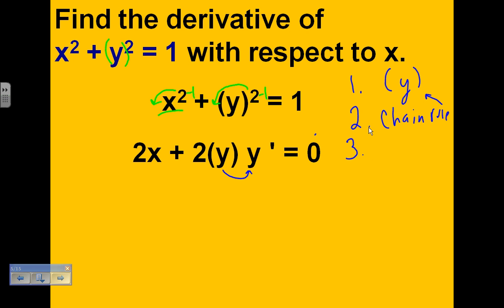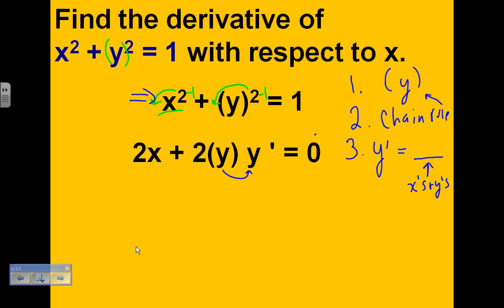The third thing is to answer the question. You have to get y prime by itself equaling something. And in your answer, you can have x's and y's in your answer. Why can you have x's and y's? Well, because the problem isn't explicitly defined. So you can implicitly define the derivative. That's what you're doing. You're explaining what the derivative is using an implicit definition, not explicit. Explicitly would be only in form of x's. So you got x's and y's.